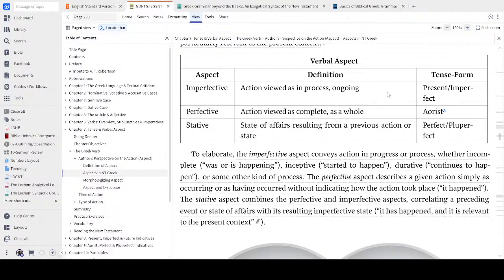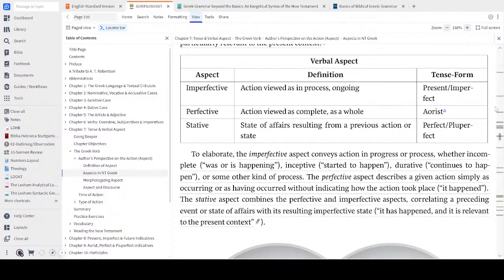So the present tense is an ongoing action that's not going to end. In the imperfect tense, it's a past event, what's called a progressive past. The perfective is action viewed as complete, as a whole, and is primarily an aorist tense. And the other type of aspect is stative, meaning the states of affairs resulting from the previous action or state.